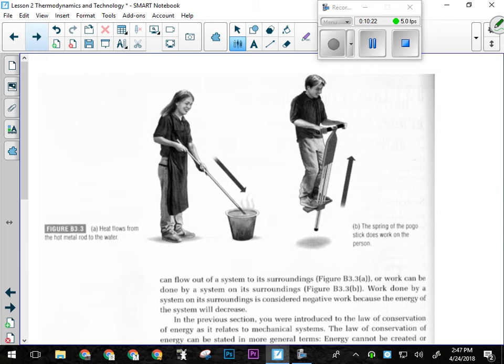I'm transferring heat from that to the water. Okay? The water gets hotter, sometimes even changes state to a vapor, right? That's all evidence that energy has traveled or been transferred from the hot object to the colder object.